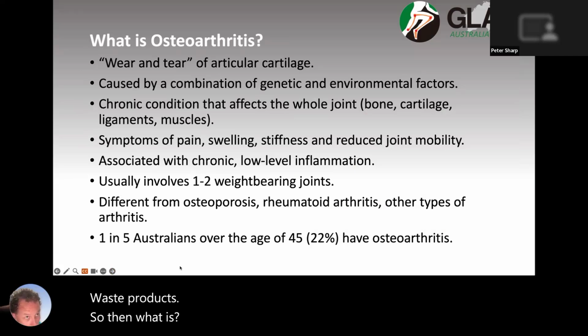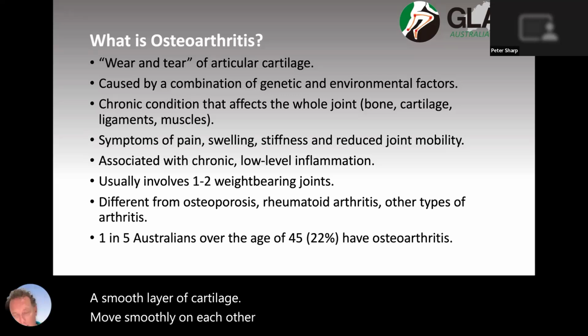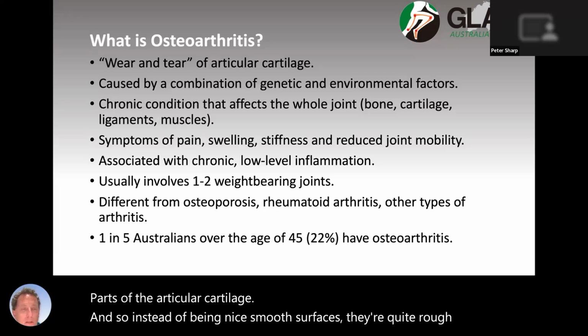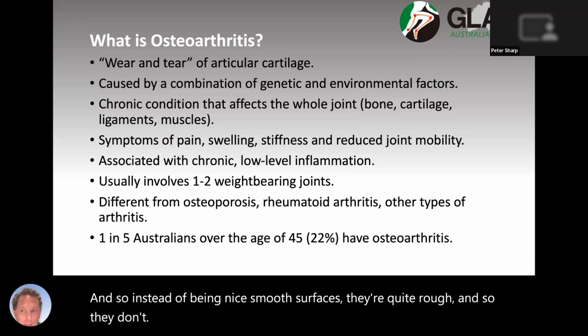And I guess it's a term that has a fair bit of stigma, but really all it is, is the wearing out of that articular cartilage, the smooth layer of cartilage that covers the bones and allows them to move smoothly on each other. So basically, over time, parts of the articular cartilage wear out and either become thin or they become rough. And so instead of being nice, smooth surfaces, they're quite rough, and so they don't rub smoothly on each other.